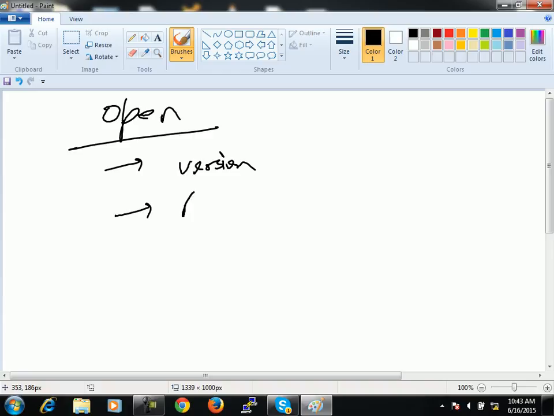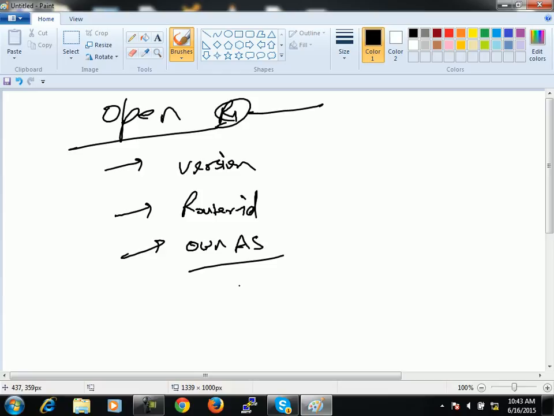Second is the router ID. If R1 is generating its open message, it will define its own version and its own router ID in it, and after the router ID it will also define its own AS. Like for an example, on R1 I'm running AS 100, so in the open message it will also specify that AS.